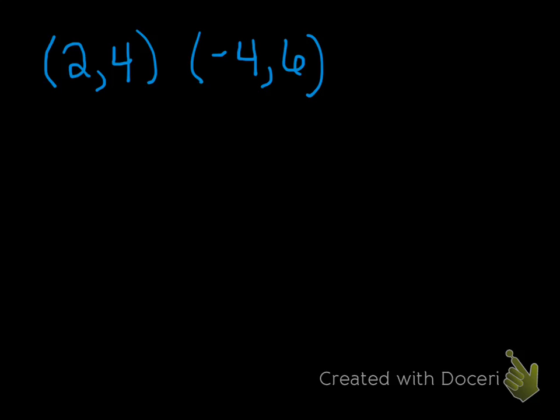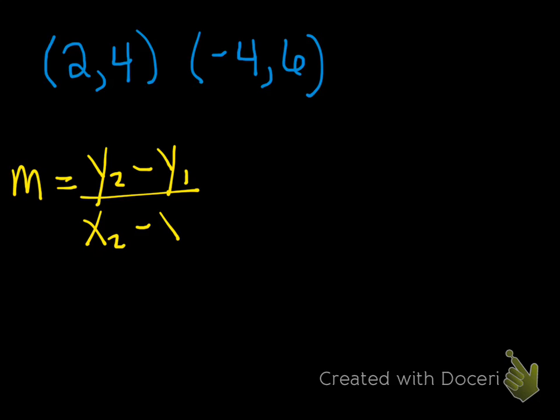Now we talked about the slope formula also, which I'll go ahead and write down: slope is equal to y2 minus y1 over x2 minus x1. Okay, those 1s and 2s, all it talks about is that we're talking about our first set of y's and our second set of y's, our first set of x's and our second set of x's.